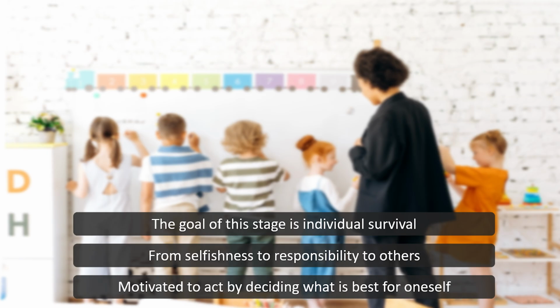This is a transitional stage from selfishness to responsibility to others. One is motivated to act by deciding what is best for oneself. So here, we are always thinking in an egocentric way. Egocentrism is always dominating oneself, so based on one's own satisfaction, they will frame the moral rules.